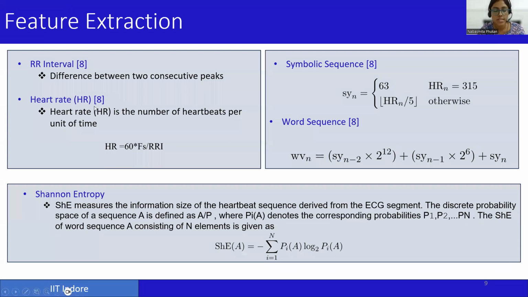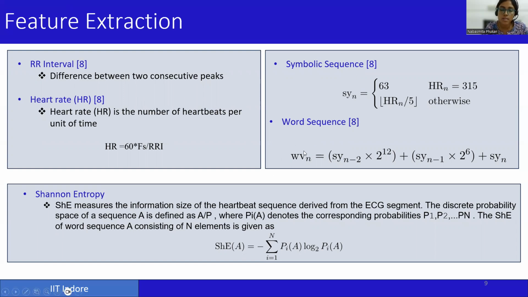So the next step after R-peak detection is feature extraction, where we have the RR interval, which is the difference between two R-peaks, and heart rate, which is calculated by this formula. Then we have the symbolic sequence, which gives us the instantaneous heart rate state. And then we have the word sequence, which gives us the dynamic pattern of the symbolic sequence.